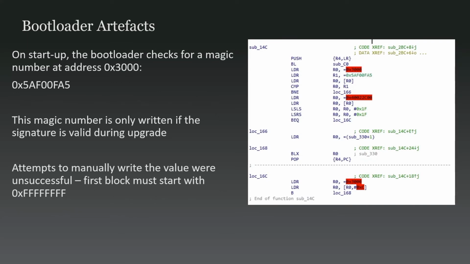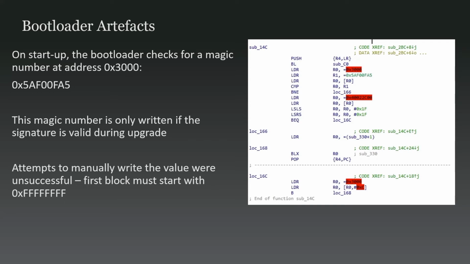All the firmware that was deployed was found to be stored starting at address 3000. And in the firmware itself, I found that the first 4 bytes of the firmware were always FF. However, I found that the firmware update would overwrite this with 5IF00F05, which was found to be a magic number used to verify whether the firmware update was indeed valid and the signature had been checked during updates.